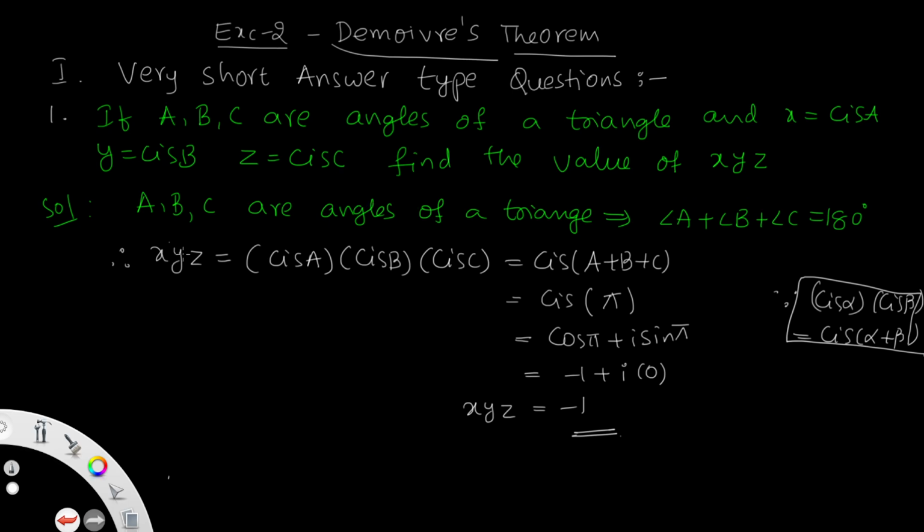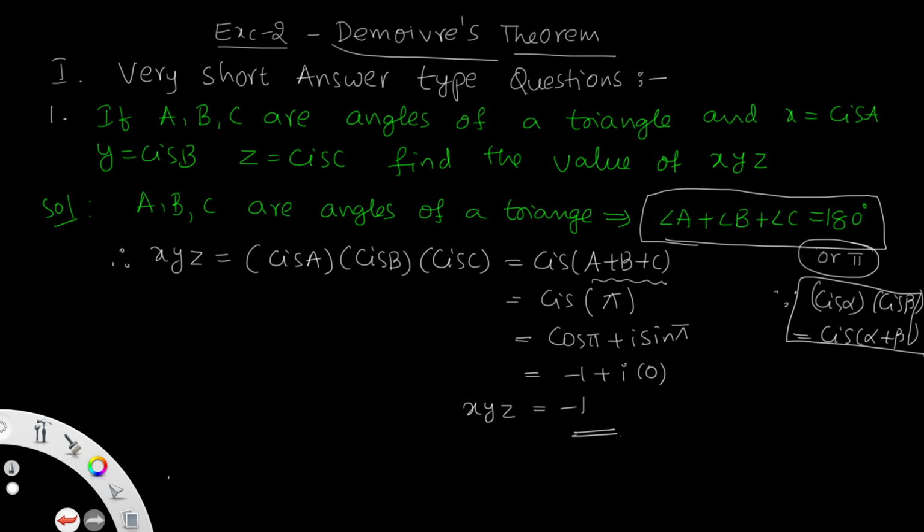So the solution: A, B, C are angles of a triangle, nothing but angle A plus angle B plus angle C equal to 180 degrees, or pi radians. That is the basic rule. So cis A into cis B into cis C is nothing but cis of A plus B plus C. We need to write here cis pi: cos pi plus i sin pi, that is -1. Cos pi is -1, sin pi is 0. That is -1. This is the first question.